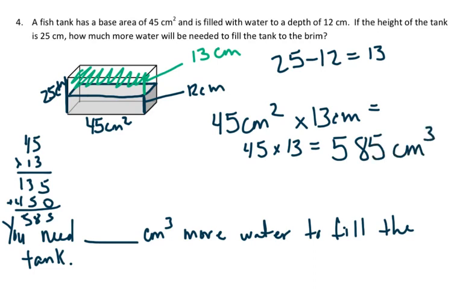So you need 585, well, we're talking about water, so I'm actually not going to put centimeters. So 585 milliliters more water to fill the tank. Let me change that. It's just 585. You need 585 milliliters more water to fill the tank. That way it would be up to the top, up to the brim.